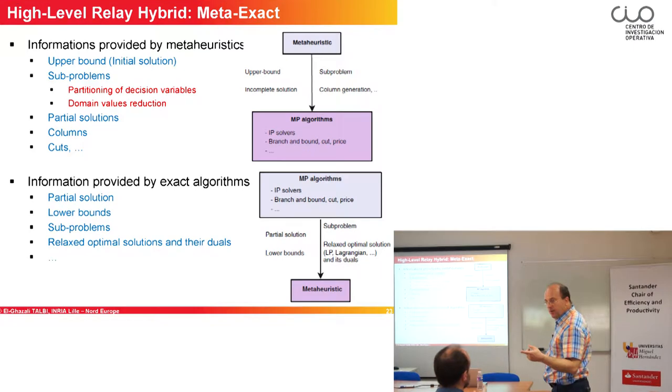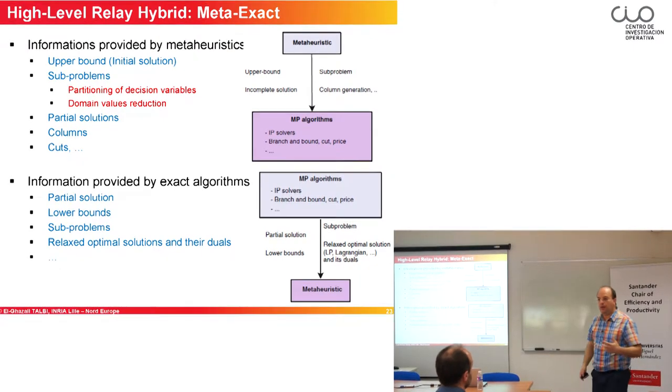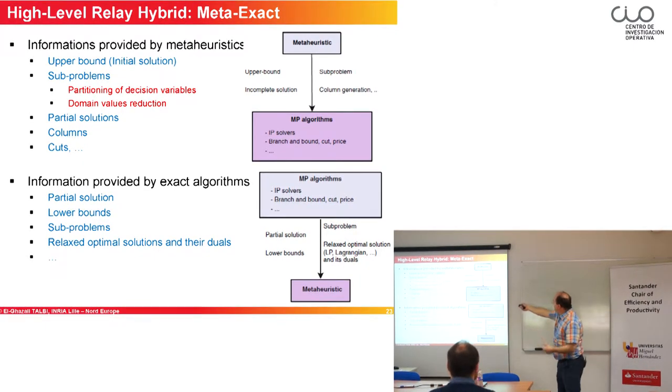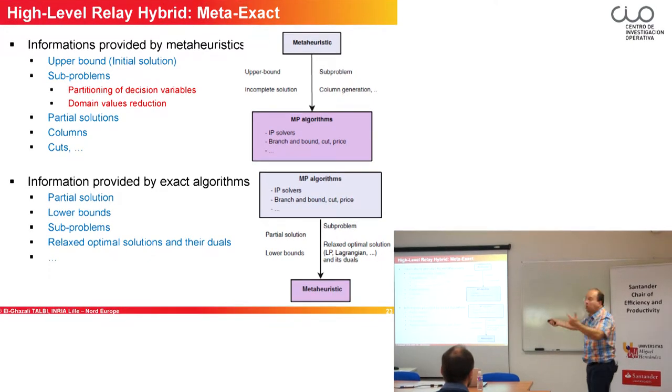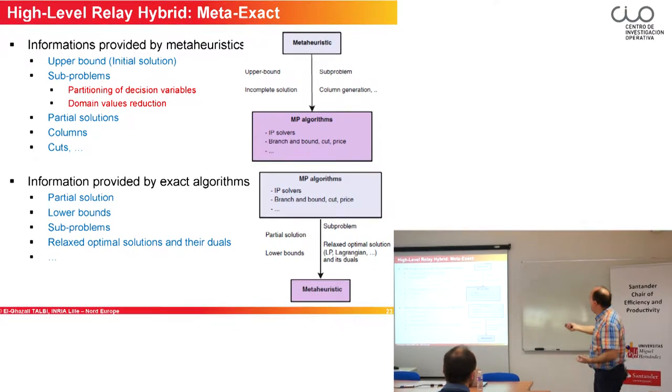Metaheuristics are interesting for finding any feasible solution sometimes. For instance, I can give you some upper bounds. I can give you some incomplete good solutions. I can give you some nice sub-problems. I can give you some nice columns to fix, and then use exact methods.